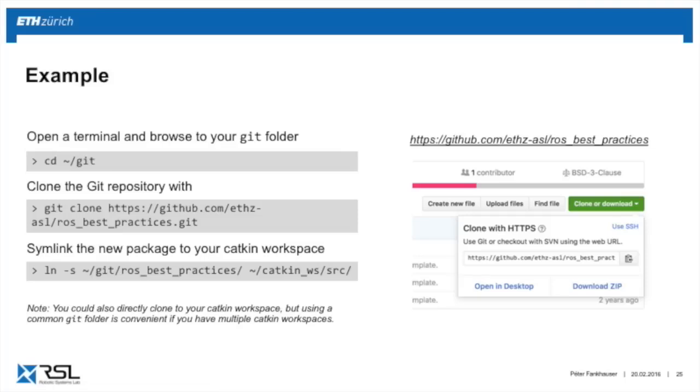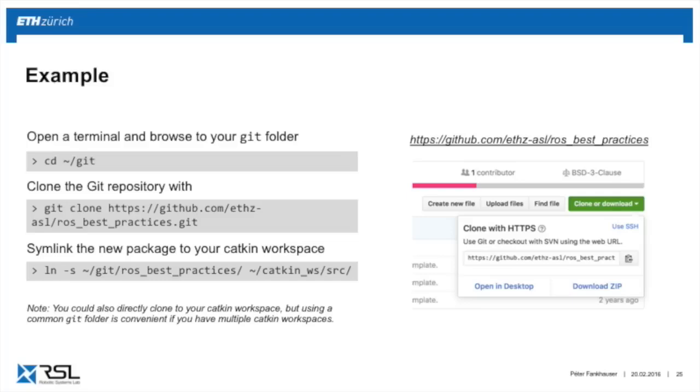Now you've seen that we put this into the Git folder. It's nice if you have multiple workspaces in the future that you have one main folder where you store all this, when you clone all the software. So that's why we put it into Git. And then what we're going to do now to work with it, you'll have to symlink it into your Catkin workspace. You could also directly clone it to your Catkin workspace, but we recommend you to put it first in your Git and then symlink it in your Catkin workspace.